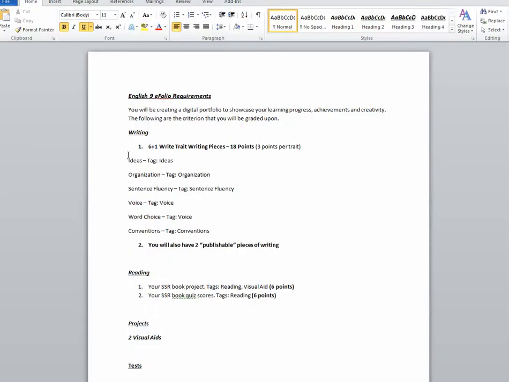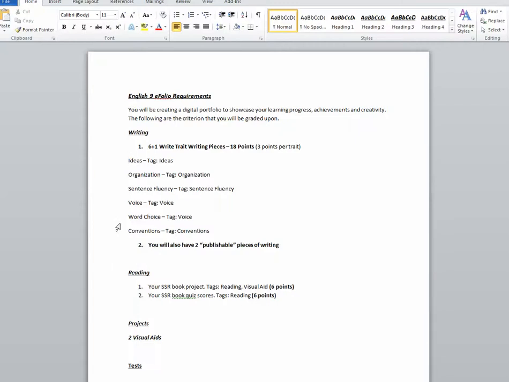Our write trait tagging will be no different. If we use the trait of ideas in a certain writing piece, then we will then tag that in our Evernote portfolio to show, hey, this fits this trait. In a later lecture, I'll show you exactly how to tag. For now, I'm more concerned about setting up Evernote and setting up what will go inside our portfolios.